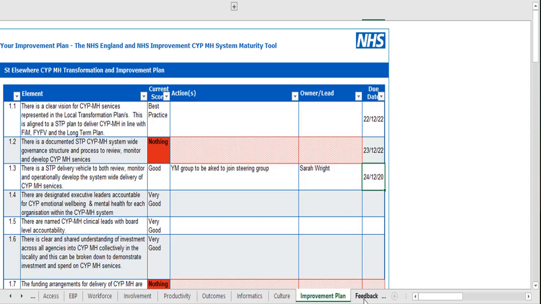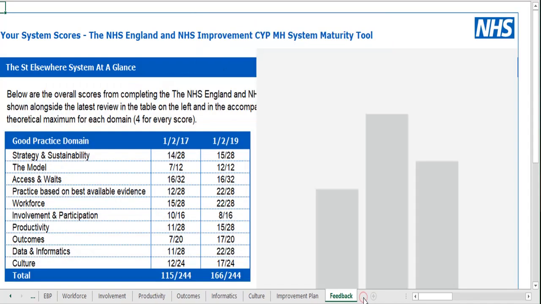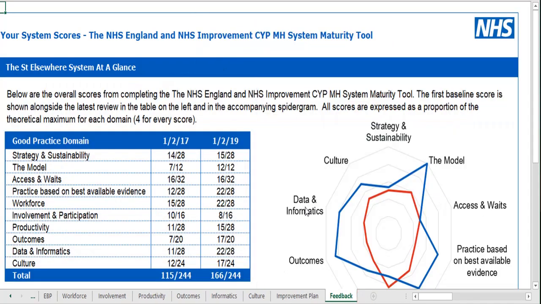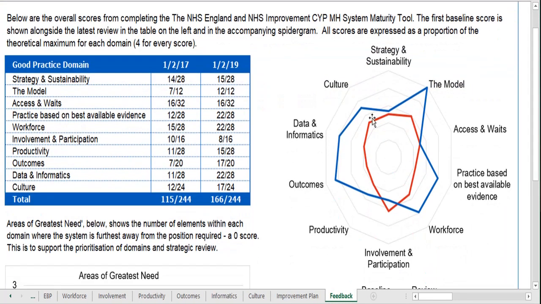So the last bit, just to note about how we do the scoring, is that there is a feedback slide at the back, and this shows you from the original baseline position, which is the one that's nearest to the elements, to your latest rescore, what the position has been. And so you can see that in a spidergram, and you can see your improvement. This also shows in numbers the sort of domain position, where we score 4 as being good position, so this gives you an overall position of where you were at different dates.